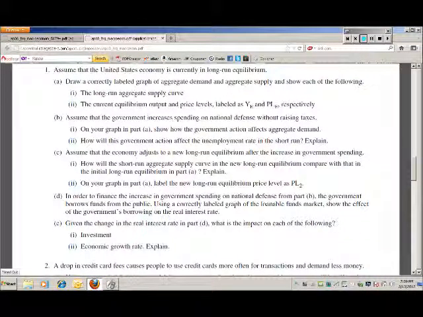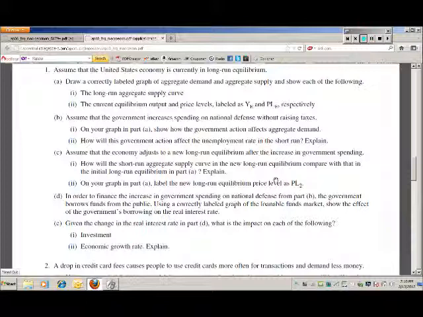AP question number one starts off and says, assume that the United States economy is currently in long-run equilibrium. So if we're in long-run equilibrium, that means we're going to have to be looking at a long-run aggregate supply curve, and how this all works out on the graphs that we've been looking at with long-run aggregate supply, short-run aggregate supply, aggregate demand, etc. Let's see if we can play around with it.